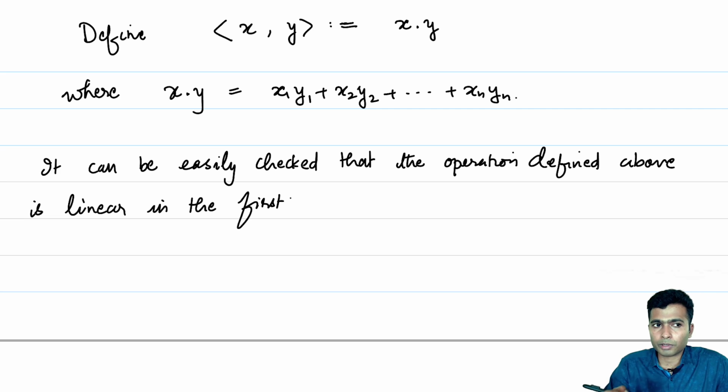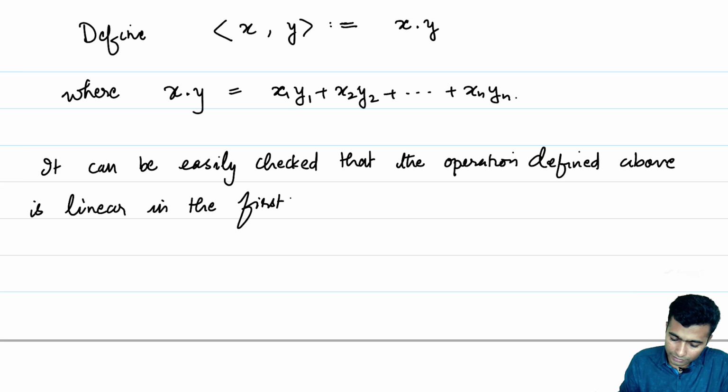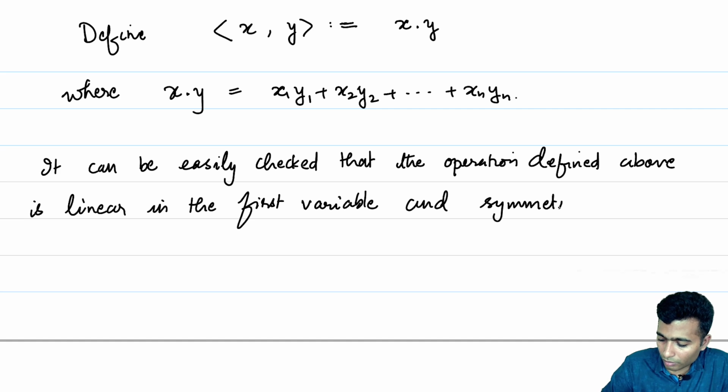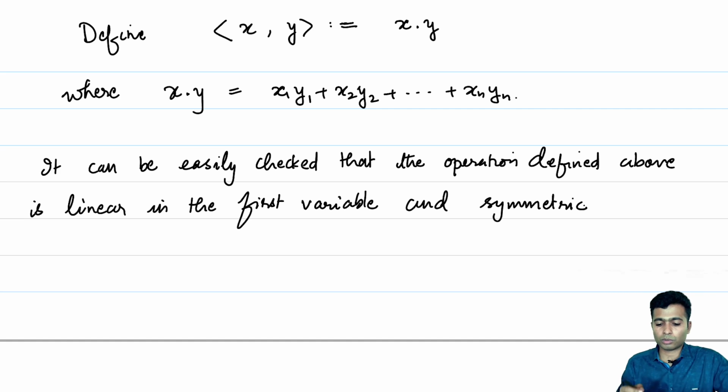How about the second property? The second property is symmetry in this case. Conjugate symmetry is just symmetry here because it's a real vector space. In fact, it's quite easy to check that as well. So this is linear in the first variable and symmetric. What will be the inner product of y comma x? That will be y1 x1 plus y2 x2 up to yn xn, which is the same as x1 y1 plus x2 y2 up to xn yn, which is the inner product of x with y. So these two properties are easily verified.